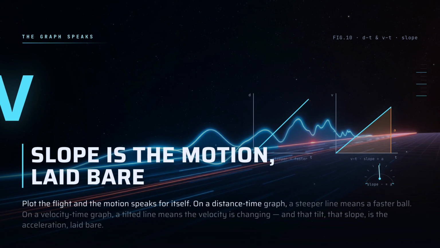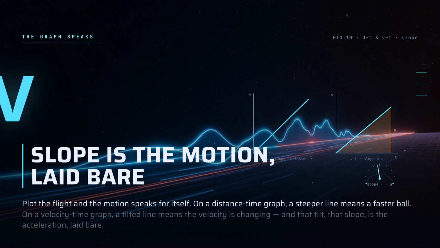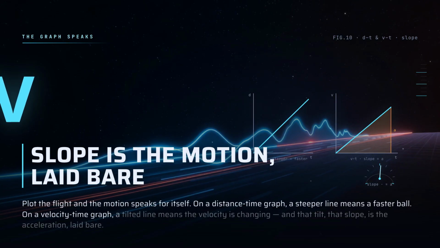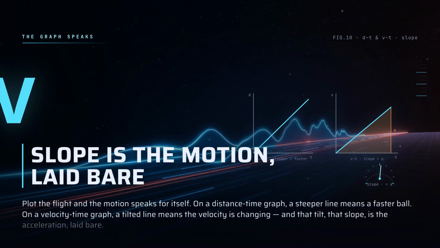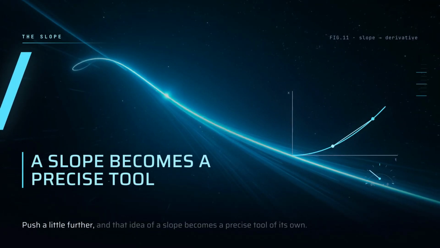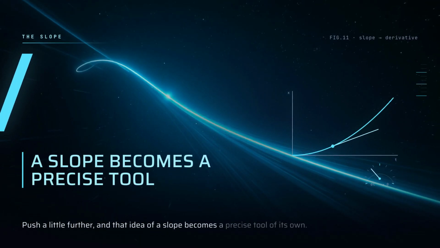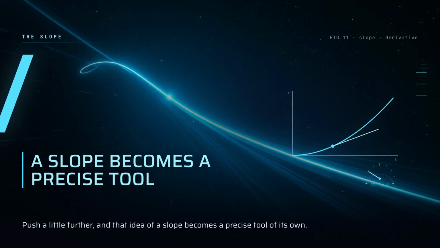On a distance-time graph, a steeper line means a faster ball. On a velocity-time graph, a tilted line means the velocity is changing, and that tilt, that slope, is the acceleration laid bare. Push a little further, and that idea of a slope becomes a precise tool of its own.